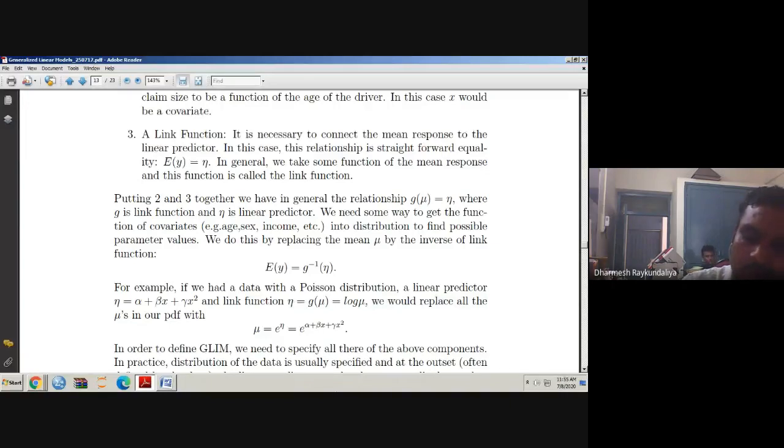theta in a Poisson distribution? Theta equals log mu. So mu equals what? e raised to theta, right? Yes or no? Yes.